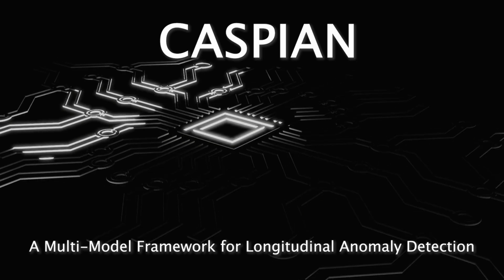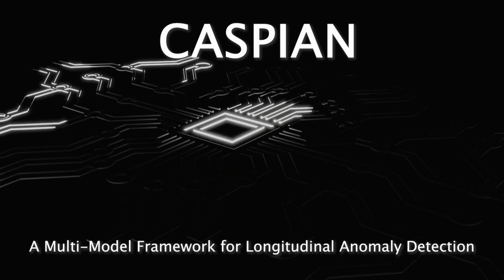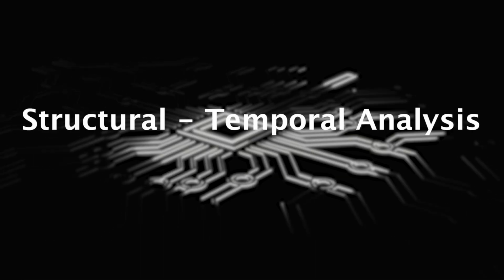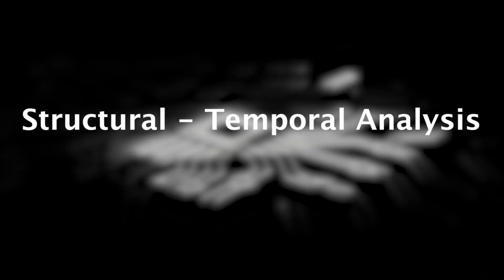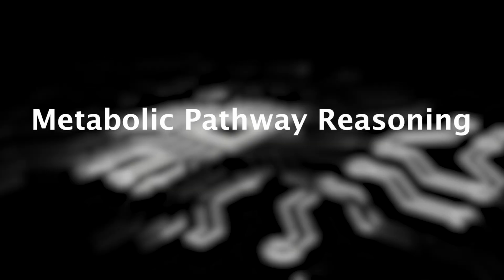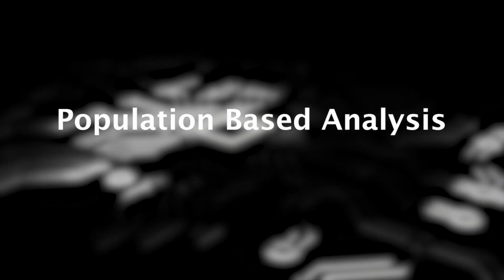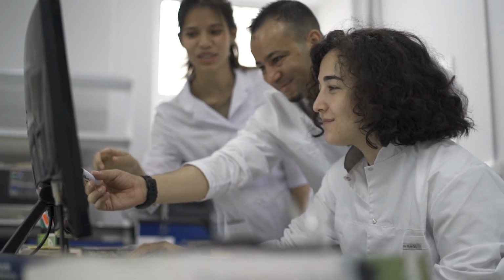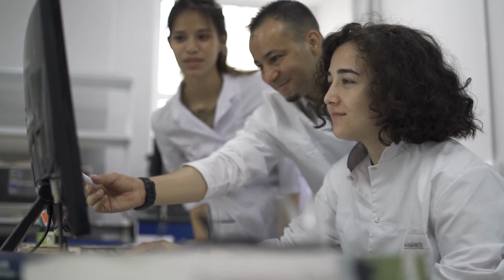This is where CASPIAN comes in. CASPIAN is a cutting-edge framework designed to address these gaps by combining structural temporal analysis, metabolic pathway reasoning, and population-based analysis. We'll explore how CASPIAN works and demonstrate its application in detecting doping in sports.